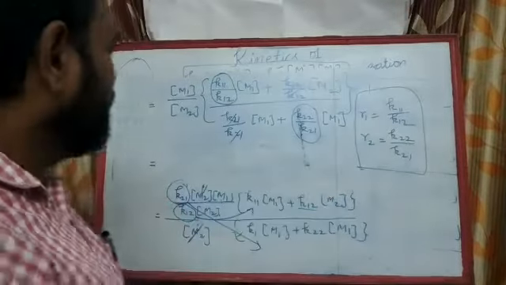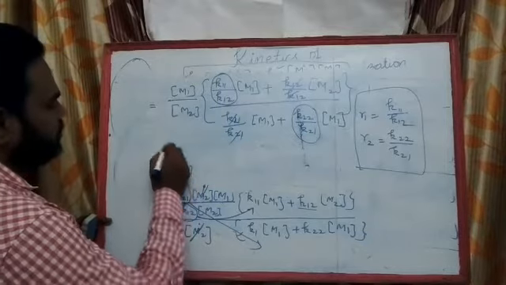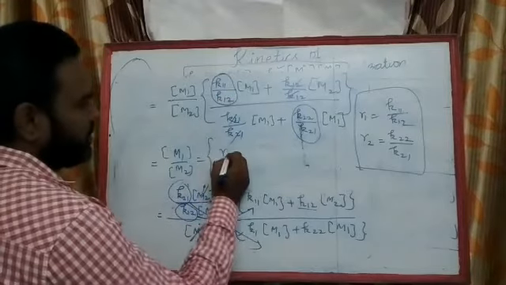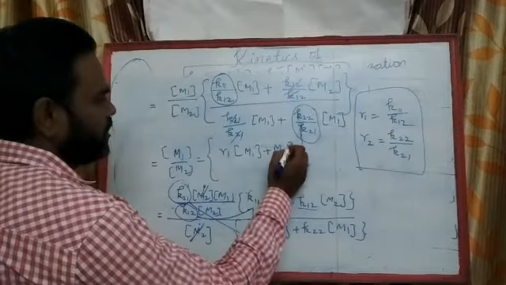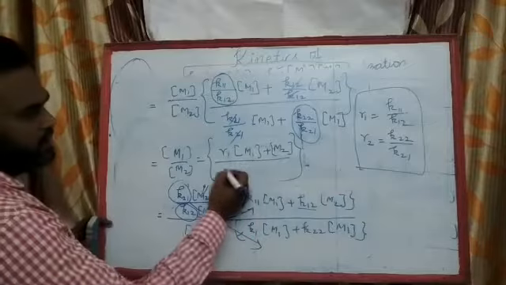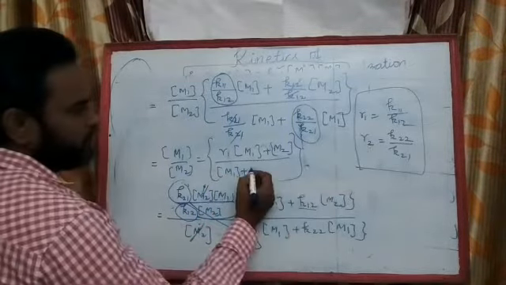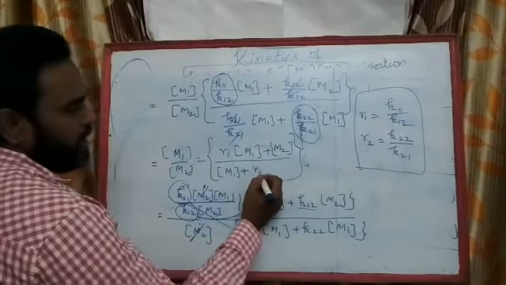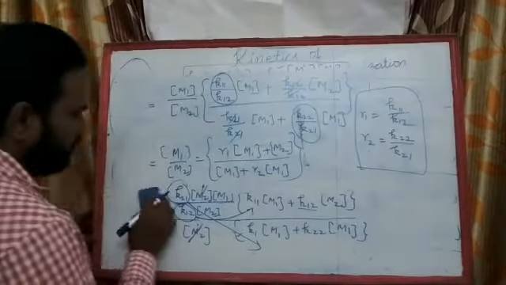So I can substitute in this equation: M1 by M2 is equal to R1 concentration of M1 plus M2, divided by concentration of M1 plus R2 M2. So we have come to the end of this derivation. Now I have got this equation.